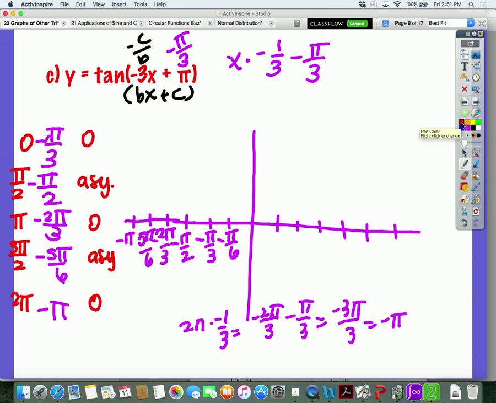So I have an asymptote here. Nope, just kidding. I have an x-intercept here. I have an asymptote here. X-intercept here. Asymptote here. X-intercept here.